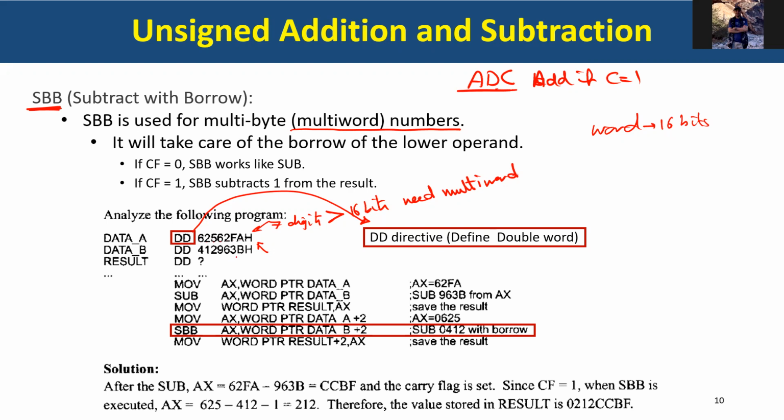Again, the second number is B369214. So we have here how many digits? 1, 2, 3, 4, 5, 6, 7 digits again. So again, this needs 2 words. That's why we also use double word for the data B variable. And we're gonna put the result in a variable called result, which is also double word. Good.